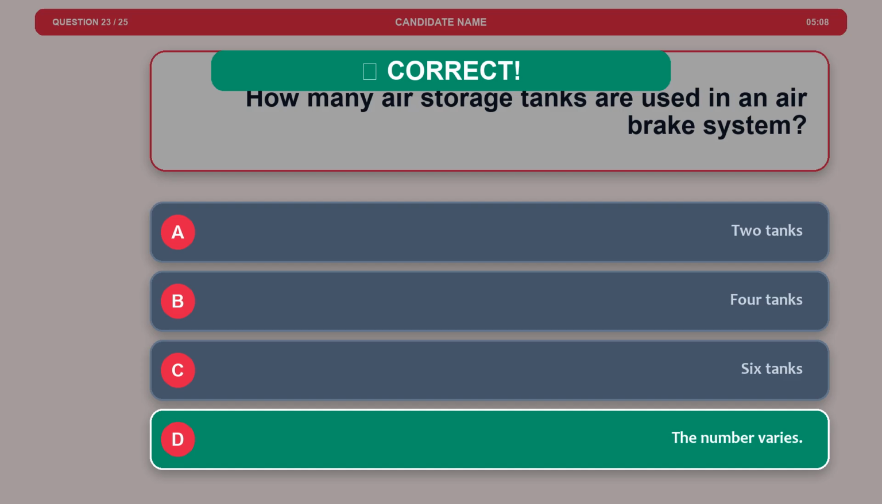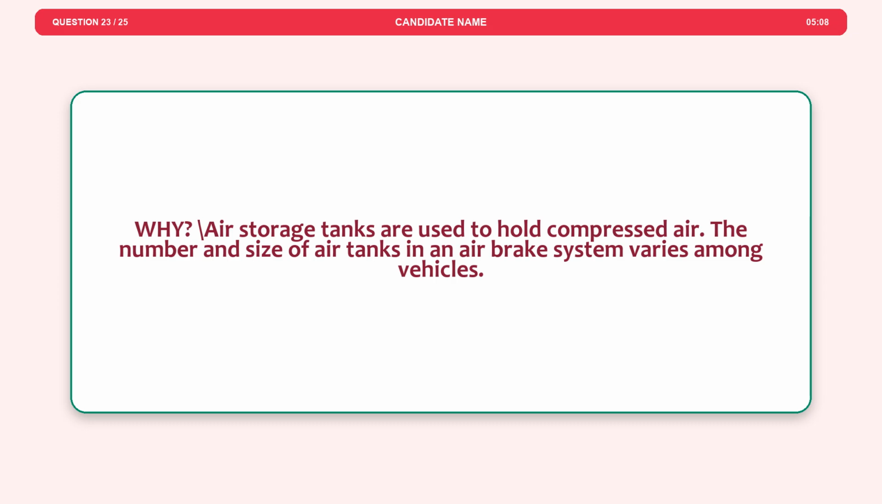The correct answer is option D. The number varies. Explanation. Air storage tanks are used to hold compressed air. The number and size of air tanks in an air brake system varies among vehicles.